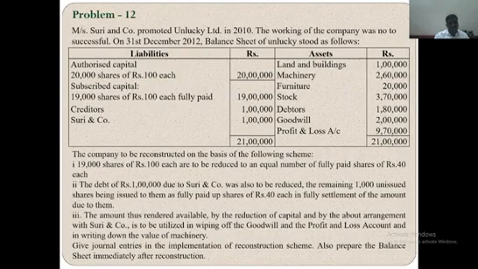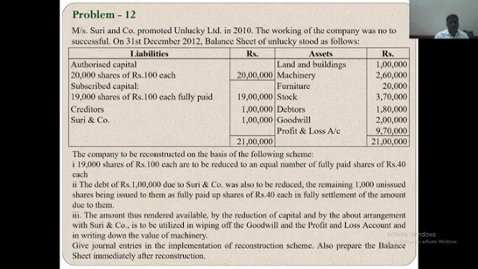They mentioned there that the amount rendered available by the reduction of capital and by the above arrangement with Surai and Company Limited, we utilize for writing off goodwill. First you have to write off goodwill. Goodwill value how much? 2 lakhs. Then in total we have capital reduction 12 lakh. First you should adjust 2 lakhs goodwill. The remaining figure how much? 12 lakh minus 2 lakh, remaining figure 10 lakh.